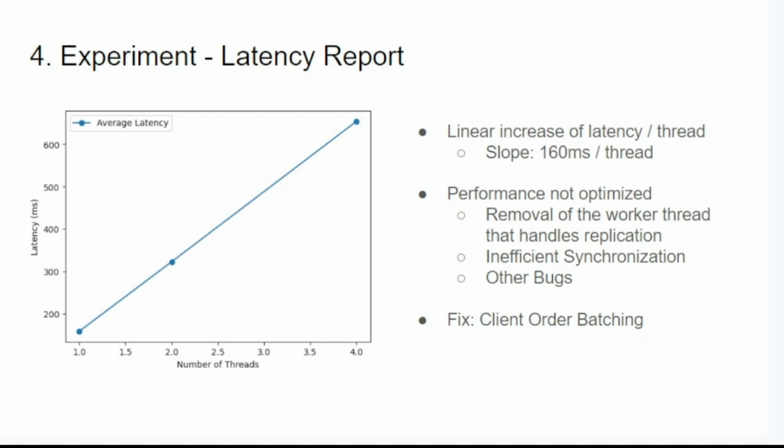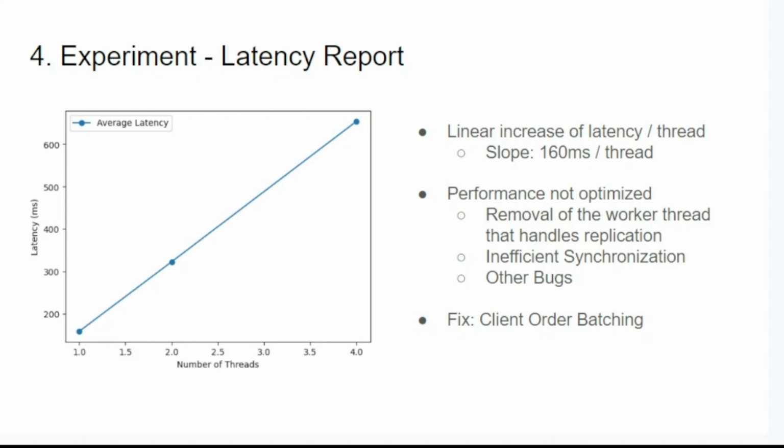Moving on to the experiment, as you can see, latency increased linearly with the increase of additional threads. The slope was around 160 milliseconds per thread, and I didn't expect latency to be this high until the very last day of the assignment due date.